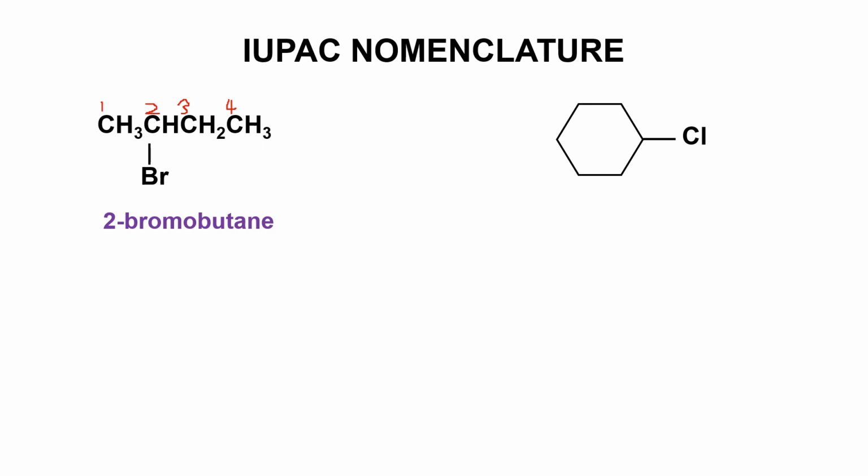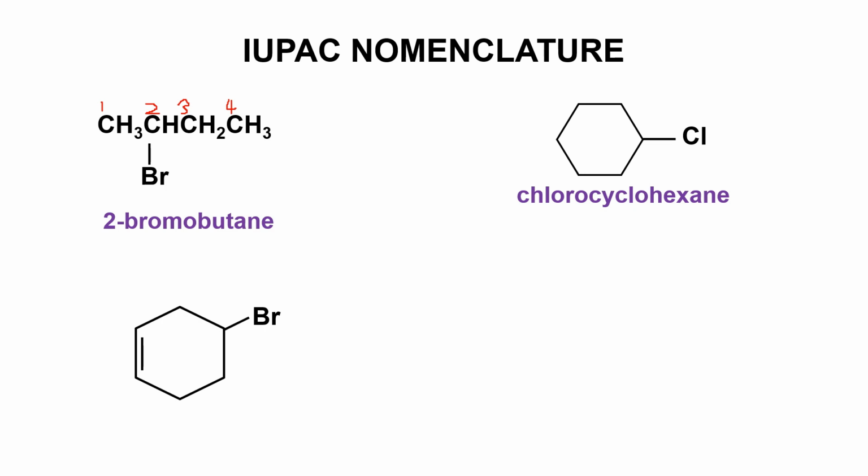Next example, we have a chlorine atom as substituent that is bonded to a 6-carbon cyclic structure. So the parent name is cyclohexane, while chloro is the substituent. So it is named as chlorocyclohexane.